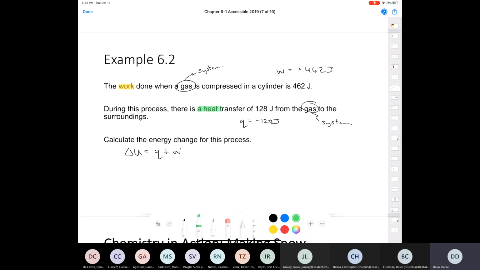Look, everybody who's hearing the sound of my voice is capable of adding two things together. It's just a matter of interpreting the problem and knowing whether the signs are positive or negative. And so we have negative 128 joules because heat is being released from the system into the surroundings, plus 462 joules because work is being done on the system by the surroundings. And when we tally all that up, we get a change in energy that's equal to 334 joules. Just like that.